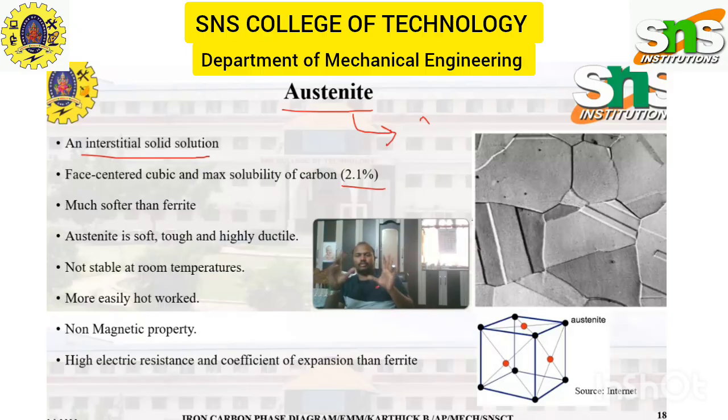With austenite we have austenitic stainless steels like 304 stainless steel and 316 stainless steel. The 3 series stainless steels are nothing but austenitic stainless steels. All this happens due to the stabilizers being used.